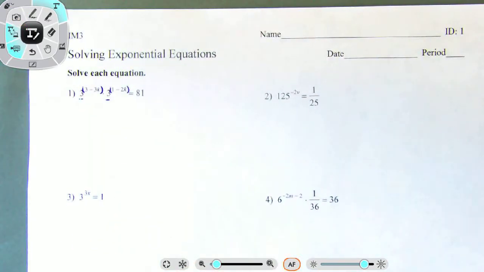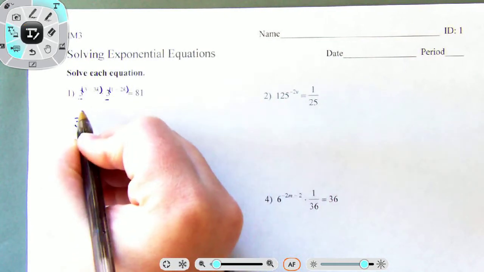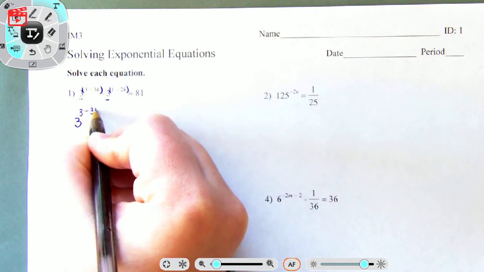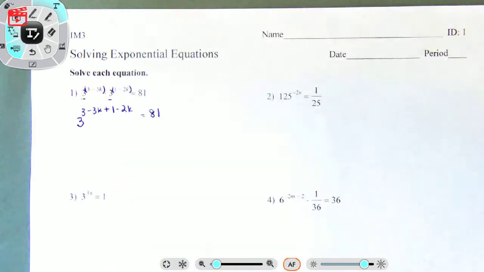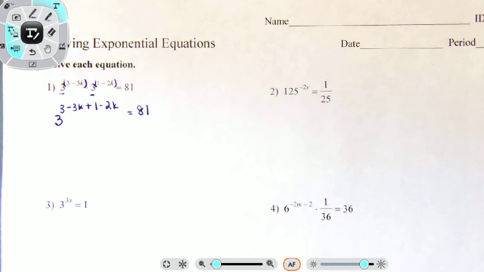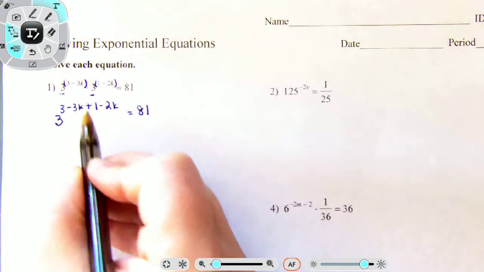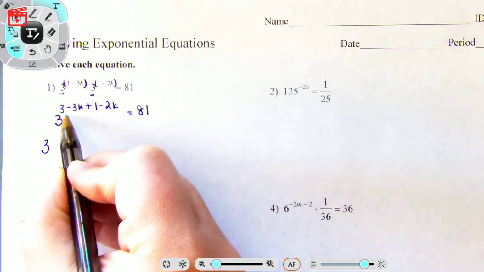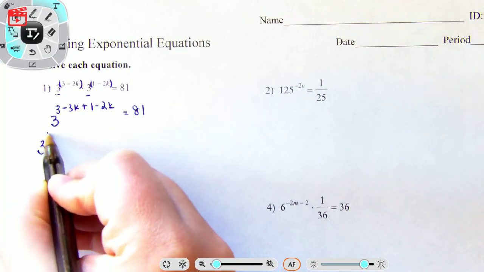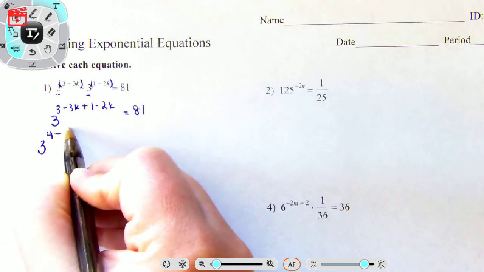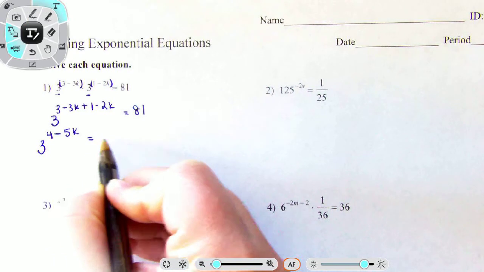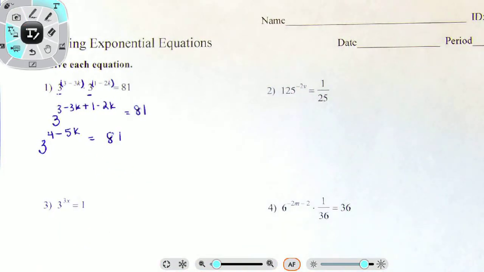you can add. So I'm going to rewrite this as 3 to the power of 3 minus 3k plus 1 minus 2k. And that's equal to 81. We haven't touched the right-hand side yet. All right, I'm going to zoom in just a little bit, see if we can get a little bit more clarity on that. All right, so since we're going to add that, I'm going to simplify. So I have 3 to the power of 3 plus 1 is 4. I have minus 3k and minus 2k, that is minus 5k. That's equal to 81.